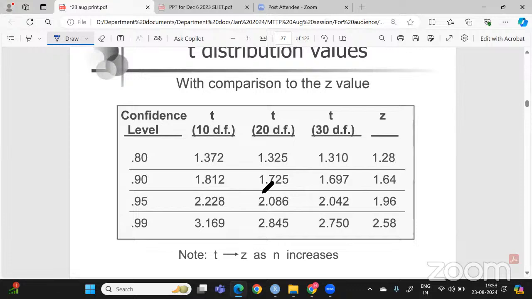This is another example in which we have different confidence intervals, and we can see the value for the T corresponding to 10 degrees of freedom, 20 degrees of freedom, 30 degrees of freedom, and so on.